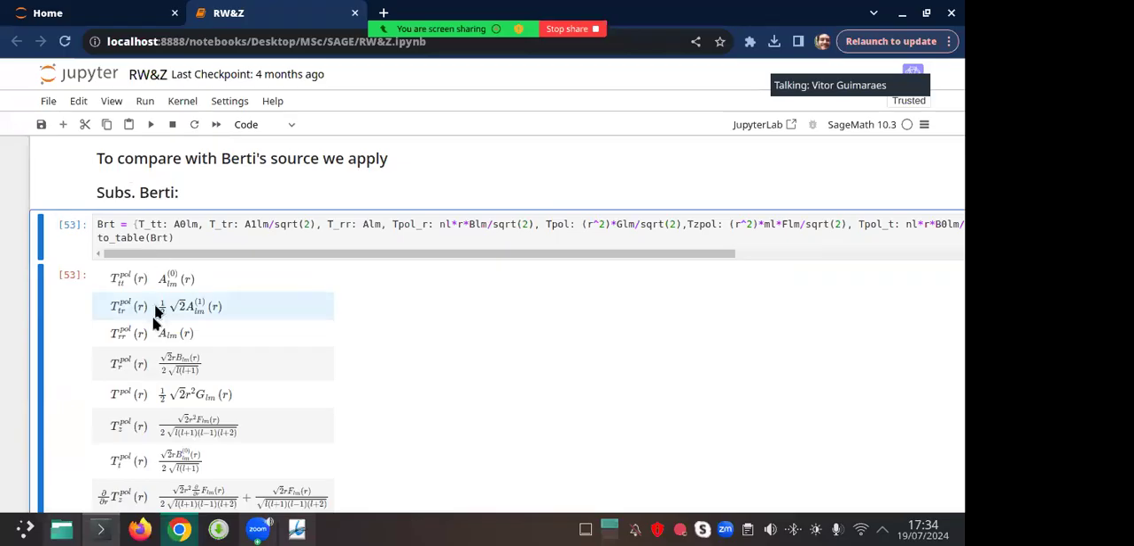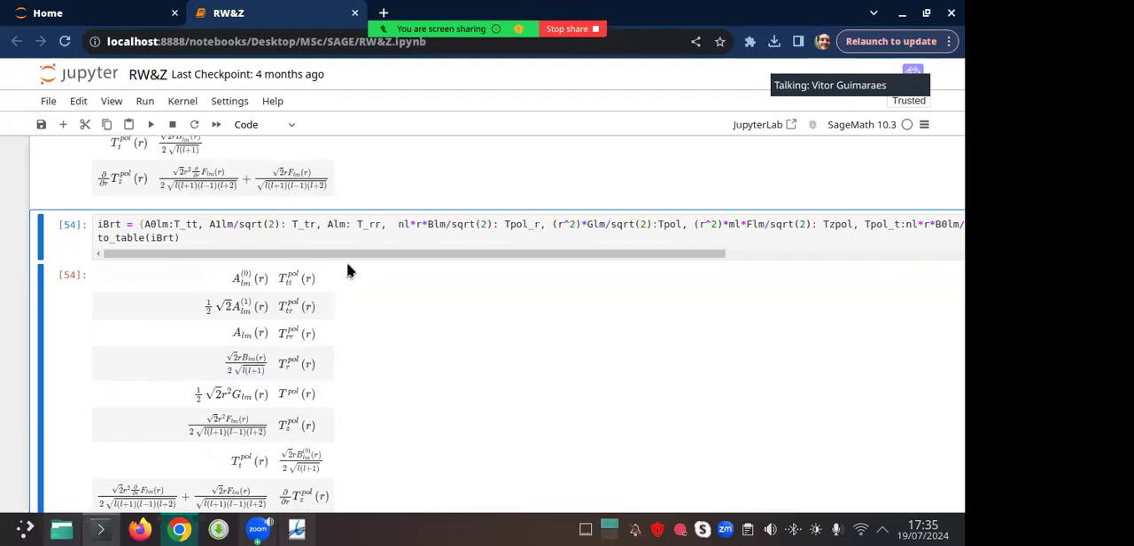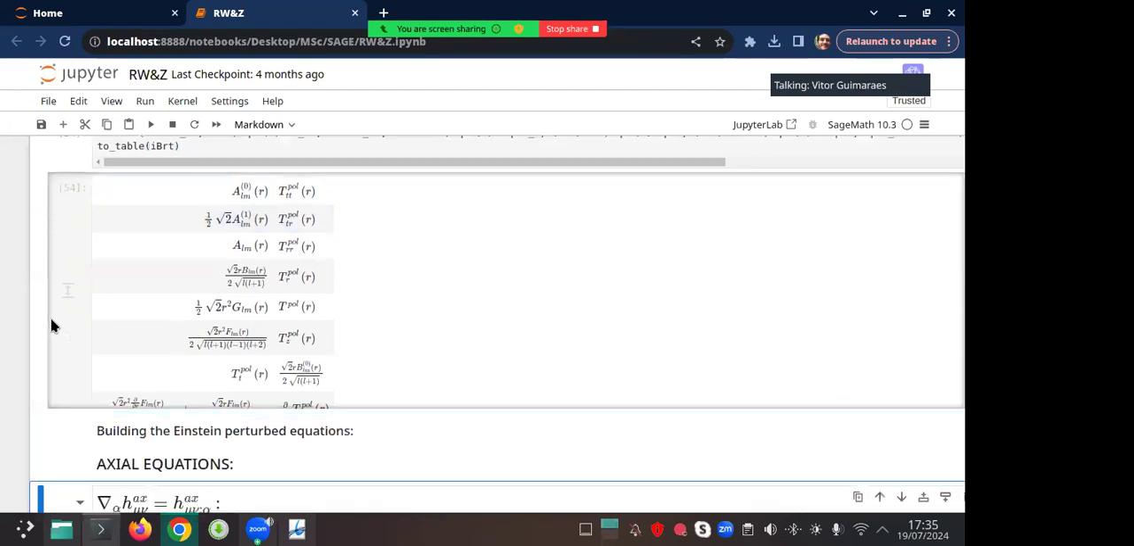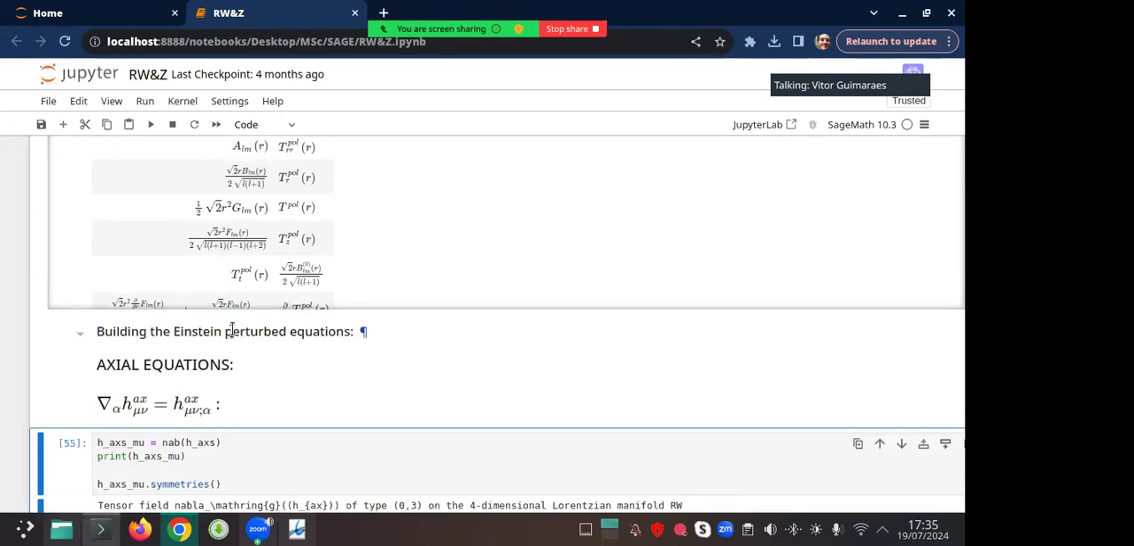So what I did here is only, if I wanted at any time to see if my equations were equal to those of the Berti reference, I constructed a dictionary to translate the source terms that I constructed into the notation that Berti uses. And this is the inverse, to put back into my notation the other function. So, okay, let's build the Einstein perturbed equations.